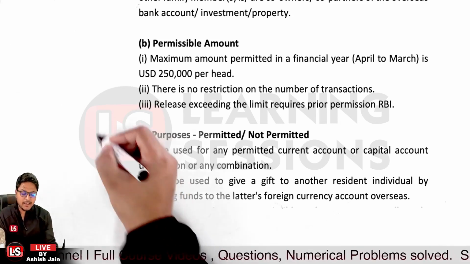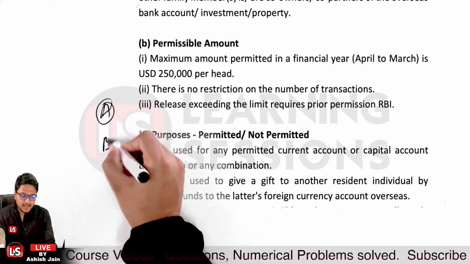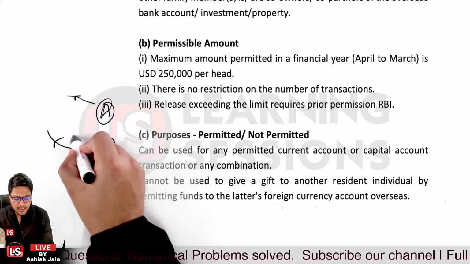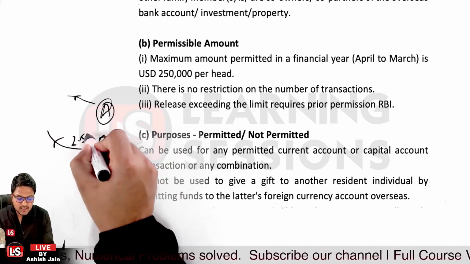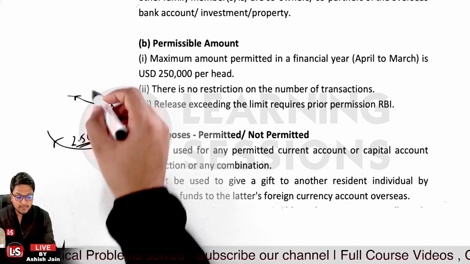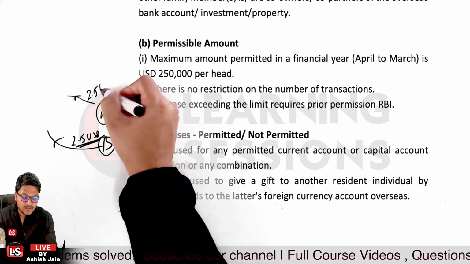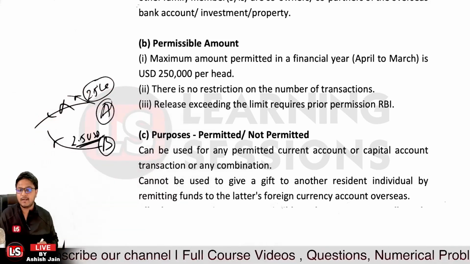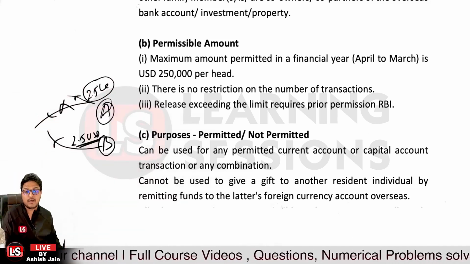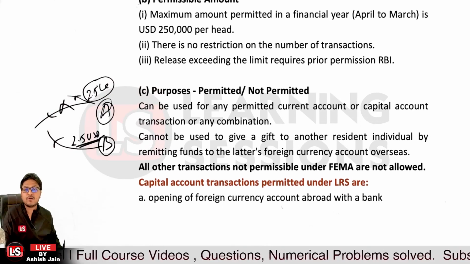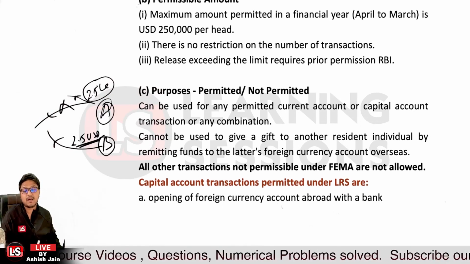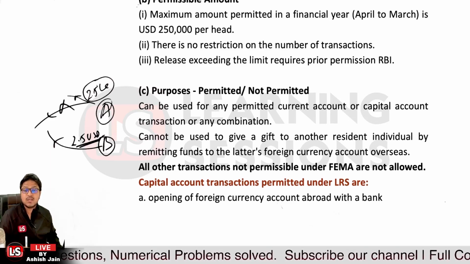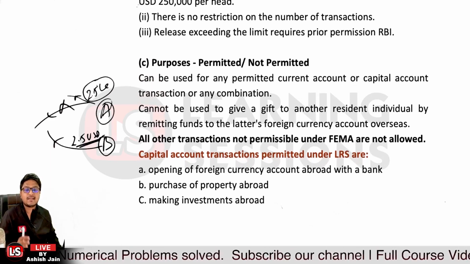So what does it indicate? It indicates like person A and person B are here, and person A is going to move abroad. Person A has already remitted 2.5 lakh USD in one financial year, and is now going to remit another 2.5 lakh USD, and further he is going to remit that amount into the account of person B. That is not permitted. That is to be taken note of. And all other transactions which are not permissible under FEMA are not allowed under the LRS also.